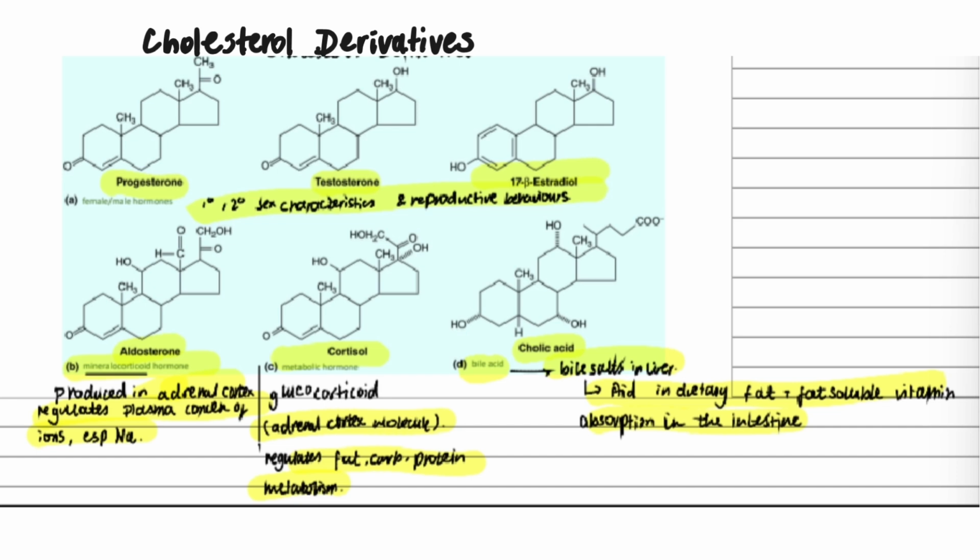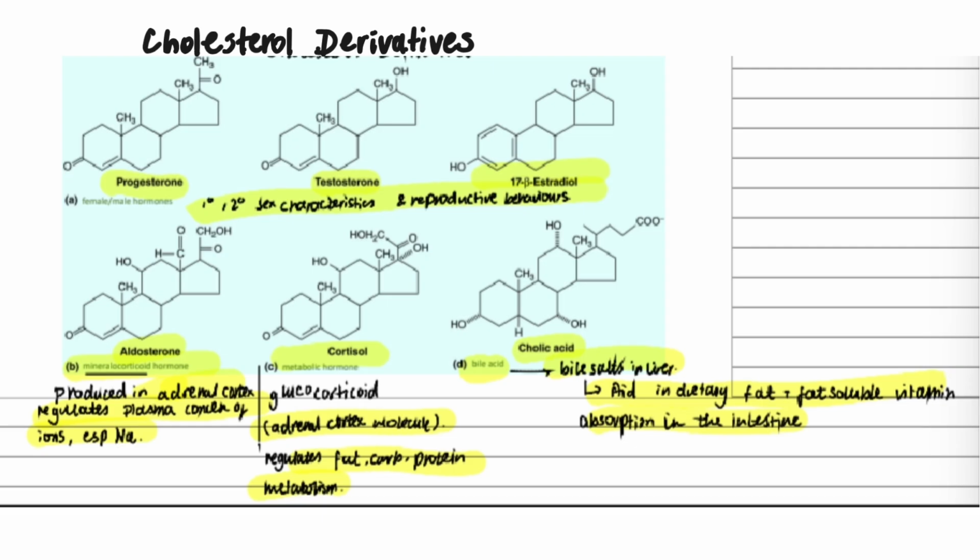Okay. You also have aldosterone, which is a mineralocorticoid hormone. It's produced in the adrenal cortex, and it's involved in the regulation of plasma concentration of ions, such as sodium and potassium. Okay. Cortisol is a metabolic hormone, and it's a glucocorticoid, and this is also produced by the adrenal cortex.